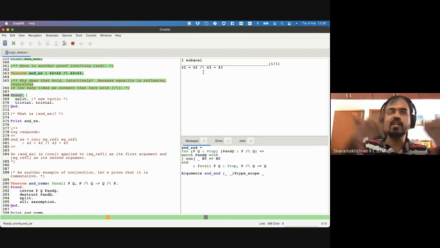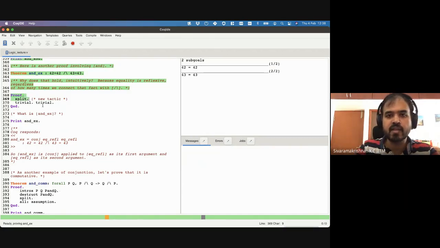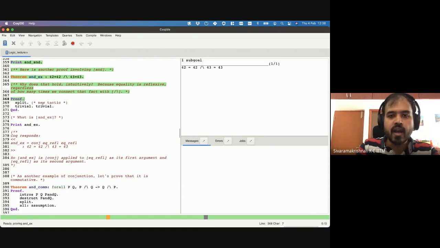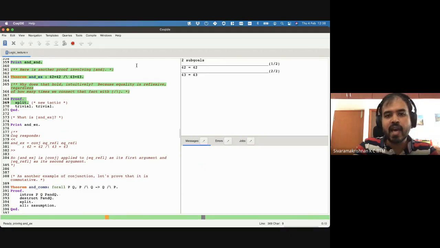We cannot destruct it because this is not a value, right? This is sort of what we need to actually prove. So the tactic that we use here is known as split. Whenever you see a conjunction, what split does is split it into two subgoals. So we need to show both 42 equals 42 holds, 43 equals 43 holds. You apply split, you get two subgoals, each of which you proceed and prove independently. And here it is trivially true, right?